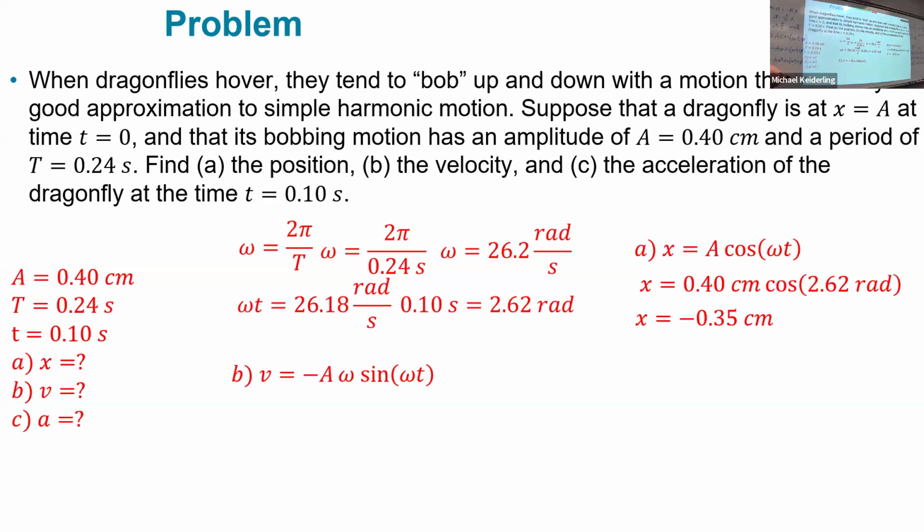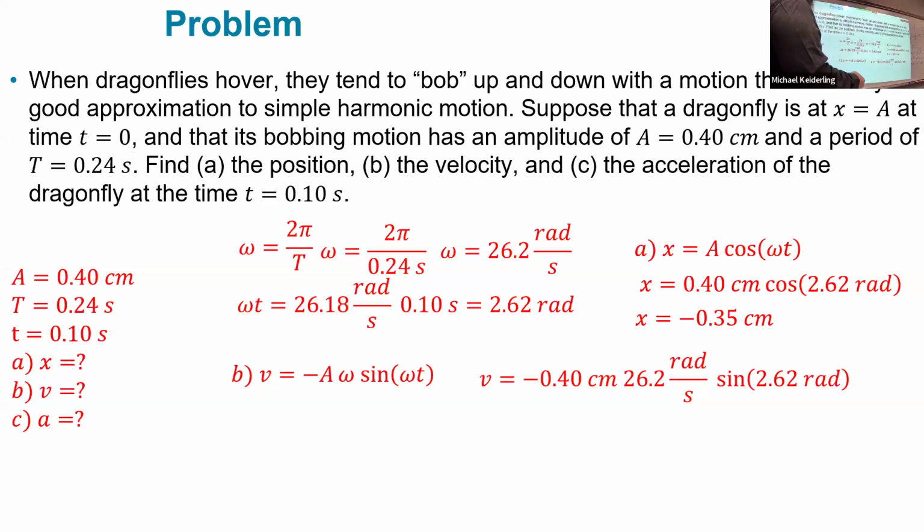Velocity is minus A omega sine omega t. So minus 0.4 centimeters times 26.2 radians per second. The radians go away, everything is just in seconds. Times sine of 2.62 radians. That is minus 5.2 centimeters per second.